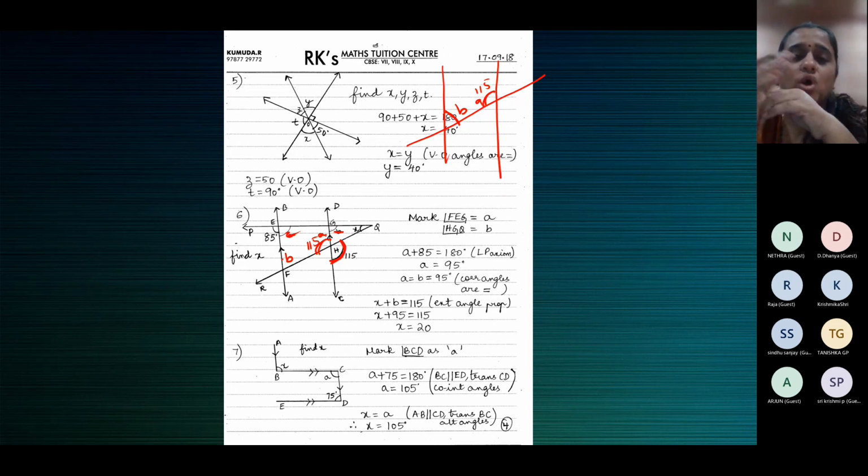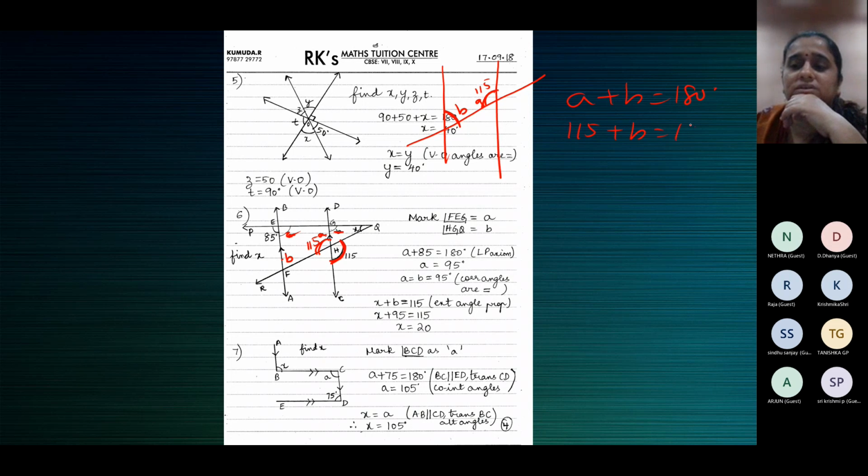Allied angles, conjoined angles, co-interior angles are two angles that lie on the same side of the transversal. Both are interior angles. You can see that A and B are interior angles and they lie on the same side of the transversal, so they're allied angles. They're supplementary. A plus B is equal to 180. So 115 plus B is equal to 180. B is equal to 180 minus 115, which is 65 degrees.